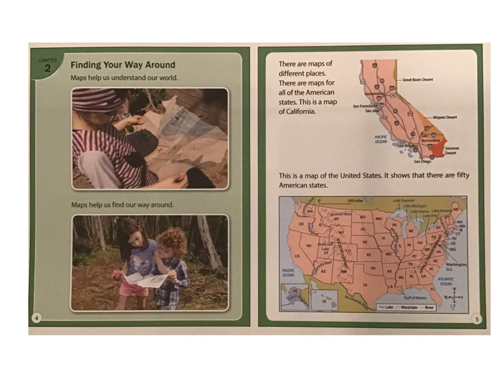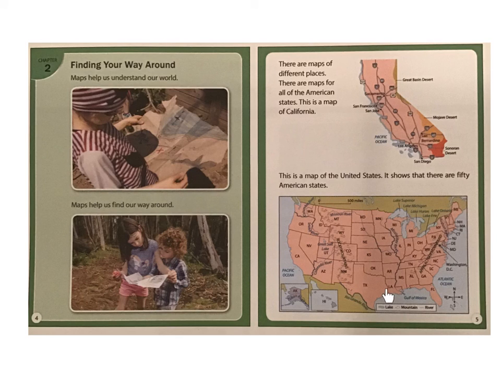So I want you to look over here at the next page, page 5. It says, there are maps of different places. There are maps for all of the American states. This map is a map of California. California is way over here. So this is the United States, and it shows that there are 50 American states.